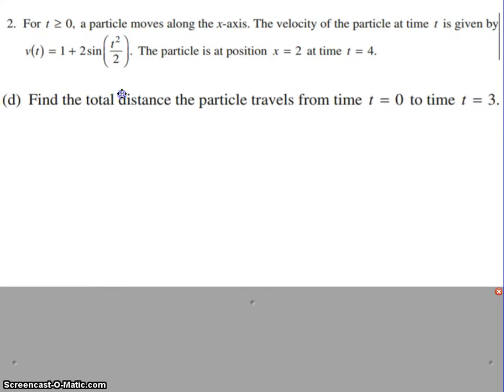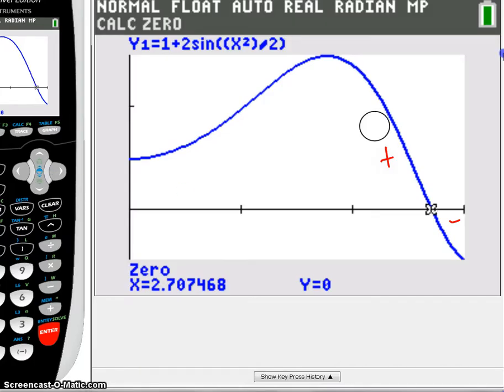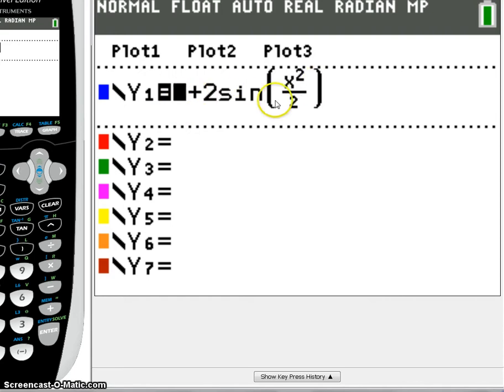Find the total distance the particle travels from 0 to 3. Be very careful when they say distance. Remember that distance is the absolute value of displacement. So if I'm going to find the distance from 0 to 3, I'm actually finding the integral of the absolute value of v of t dt. On your calculator, you have two choices.